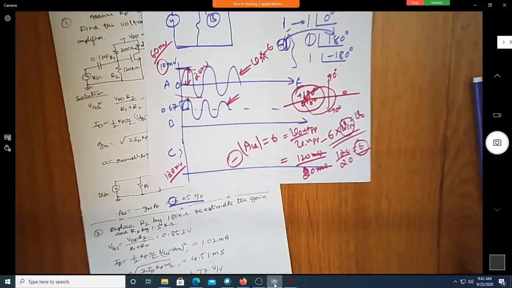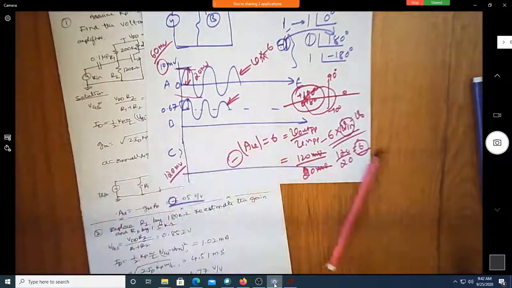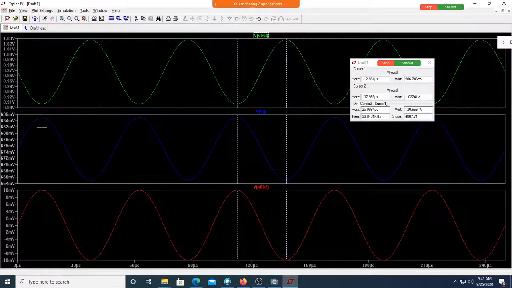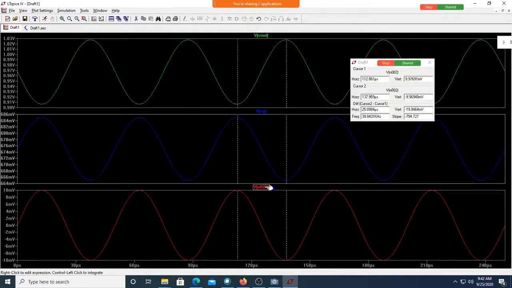Okay, we'll go back to this simulator. Can you see here? I have measured the output peak to peak as 120. Would you like me to measure the input peak to peak also? Just double click on this and you'll get it. Can you see here? 19.94. Is it almost 20? Yes, sir.